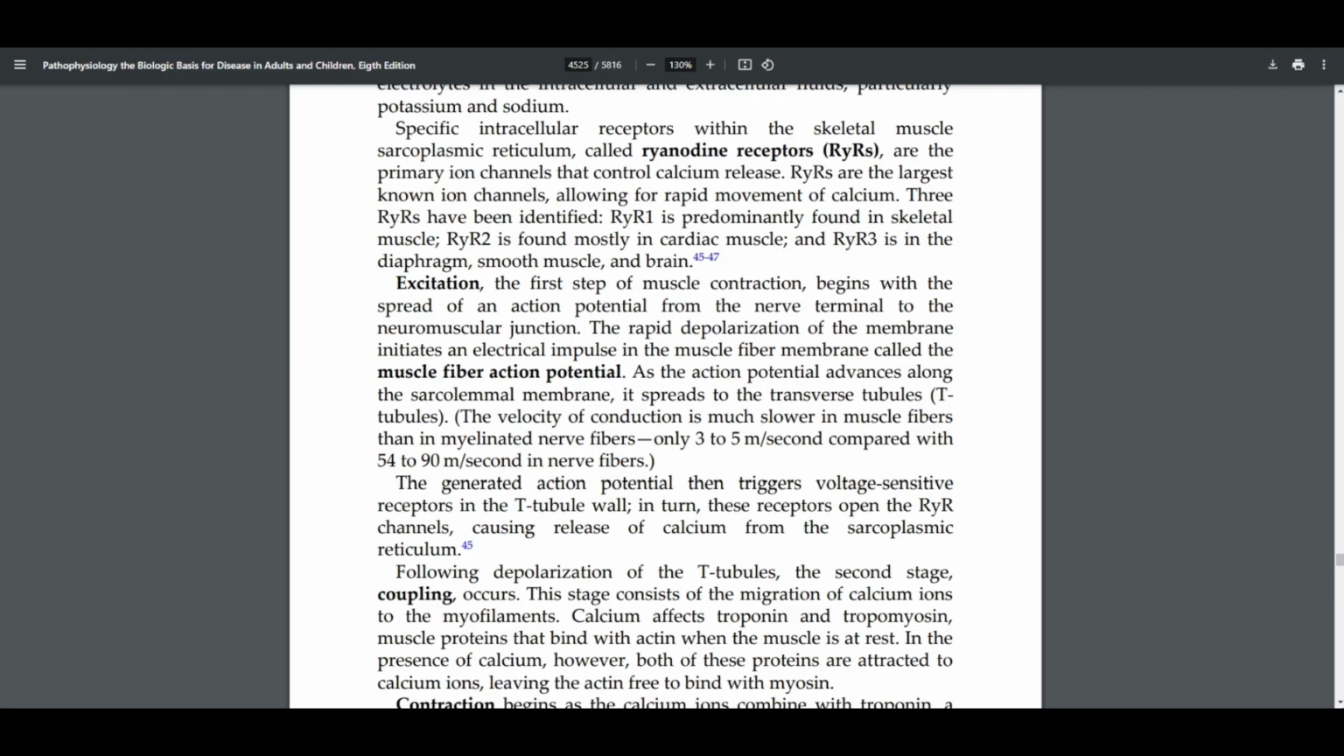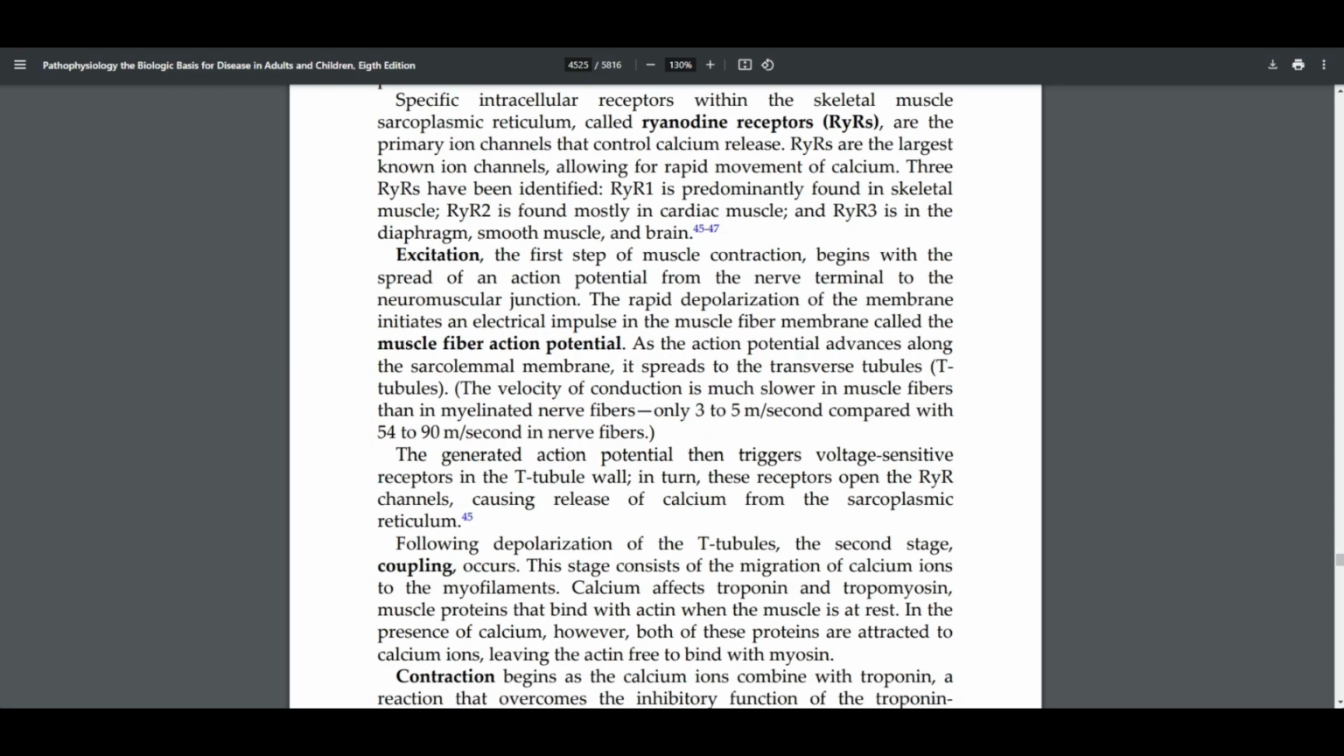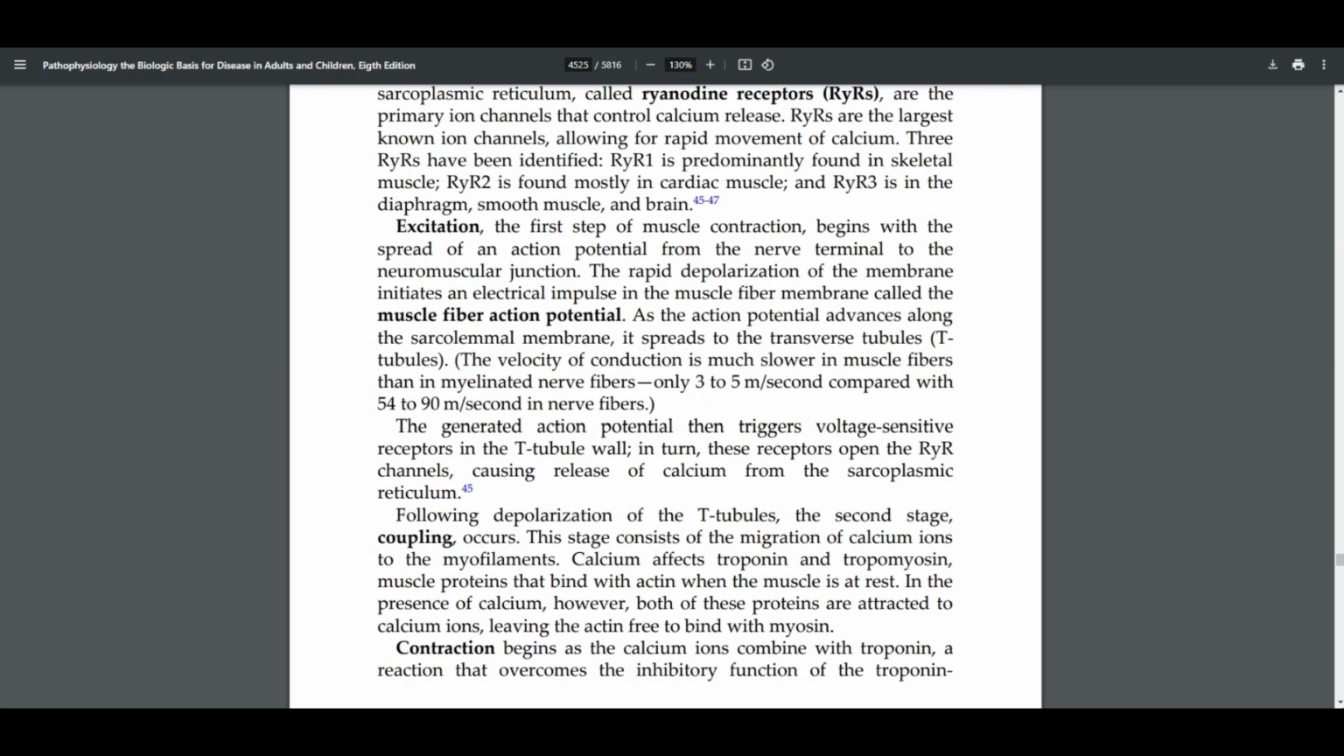Excitation is the first step of muscle contraction. It begins with the spread of an action potential from the nerve terminal to the neuromuscular junction. The rapid depolarization of the membrane initiates the electrical impulse in the muscle fiber membranes, called the muscle fiber action potential. As the action potential advances along the sarcolemmal membrane, it spreads to the transverse tubules.